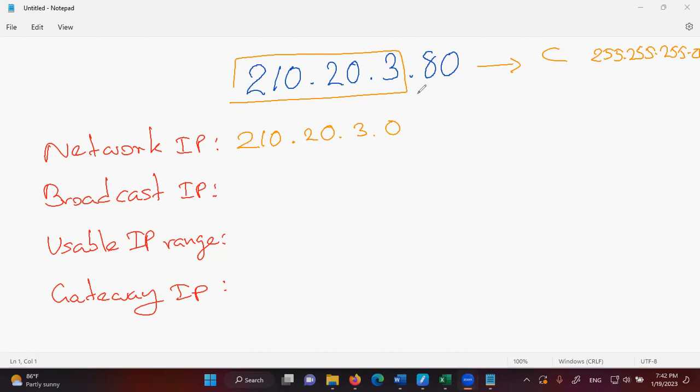Broadcast IP, please reply in chat. Yes, broadcast IP is 210.20.3.255. Broadcast IP. Again. So then usable IP range 210.20.3.1 to 254.